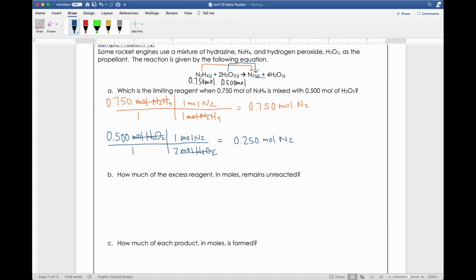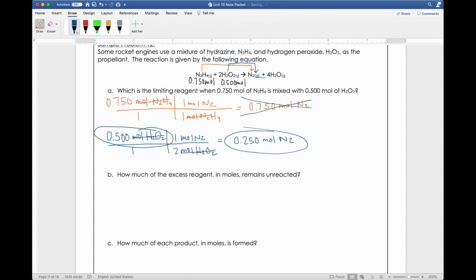The question is asking, which is the limiting reagent? So now that I found, all right, well, I could produce 0.750 moles of nitrogen from 0.75 moles of hydrazine, but I can only produce 0.250 moles of nitrogen from 0.500 moles of peroxide. Your limiting reagent must be this peroxide. It produces less product right here. This other number means nothing to you. You just needed that in order to determine the answer to this problem.